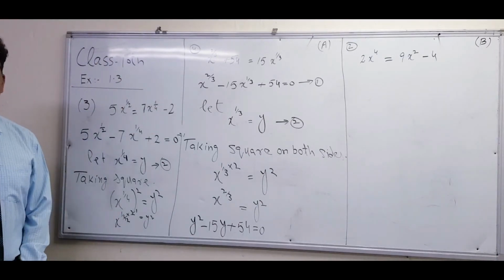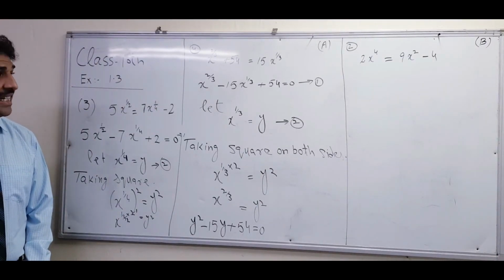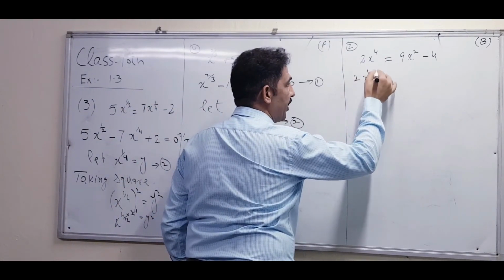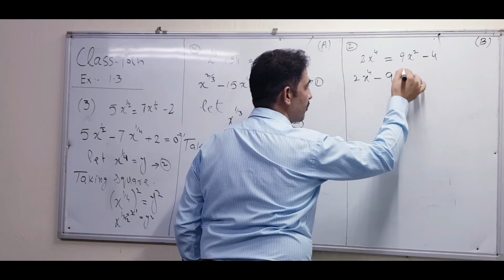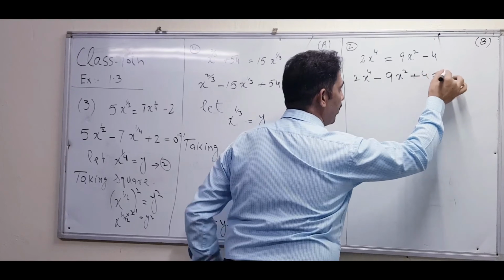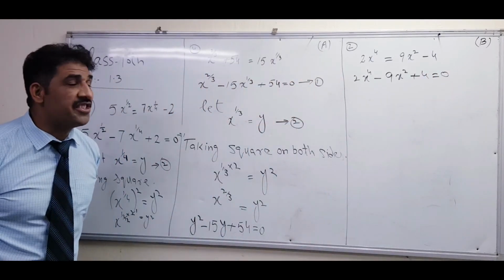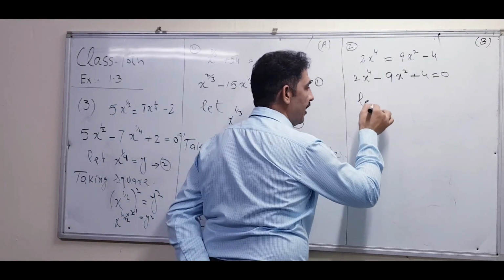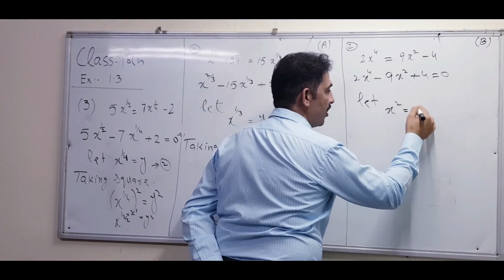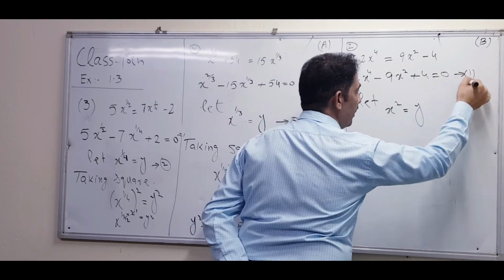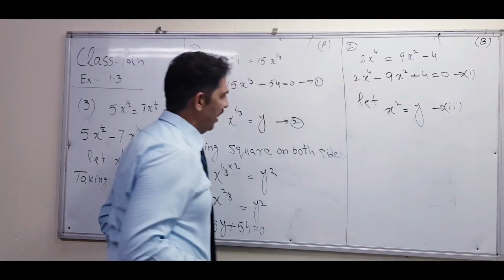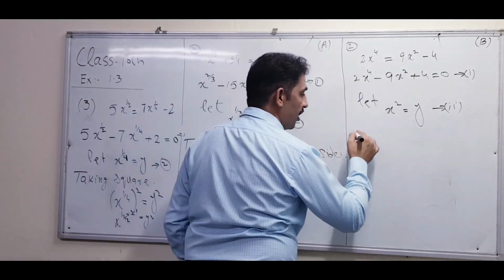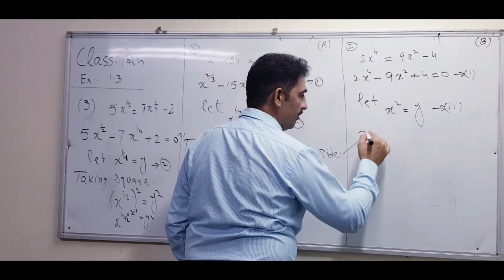So its solution is now yours. Question number 2, I want to give you a hint for that question also. First, we have to rearrange. When you rearrange, what is that? 2x exponent 4, shifting on this side, minus 9x square, and plus 4 equal to 0. Here which term is the smaller? x square. Good. So we assume that one. Let x square be equal to y. That is equation number 1. That is equation number 2, as we assumed before. Then again taking square on both sides, the same sentence you have to write here, same equation.